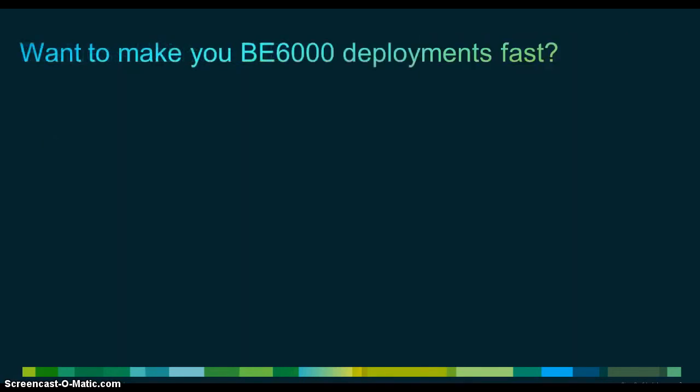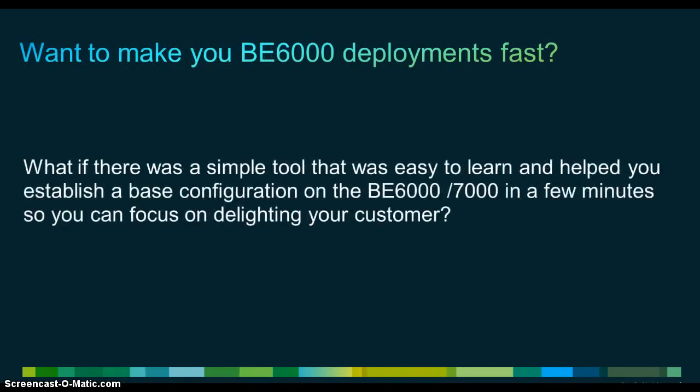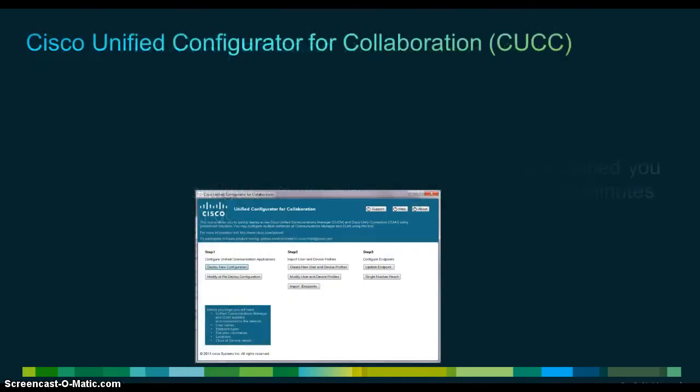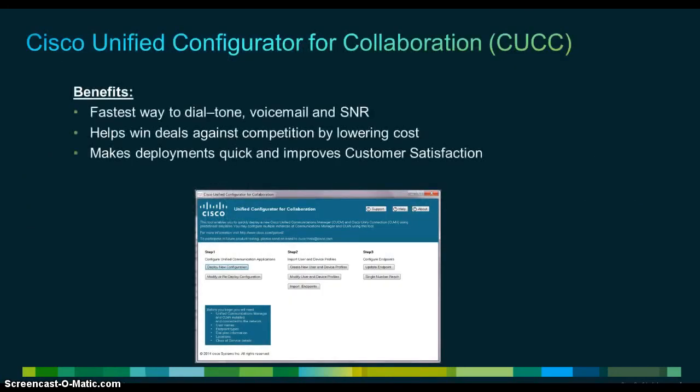So what do BE6000 partners want? They want a simple way to deploy the Business Edition 6000. And that's exactly what CUCC does. So what does it do? CUCC is the fastest way to dial tone, voicemail, and single number reach, period.